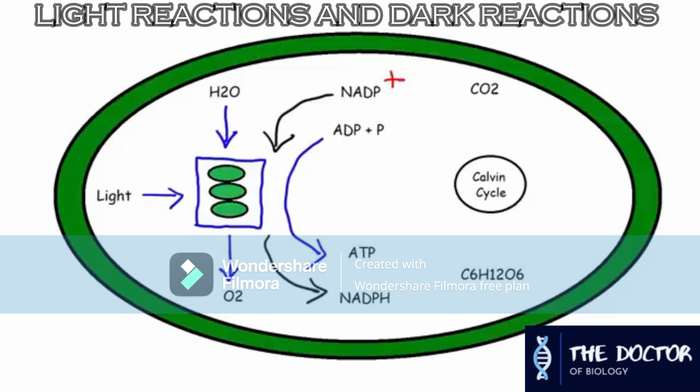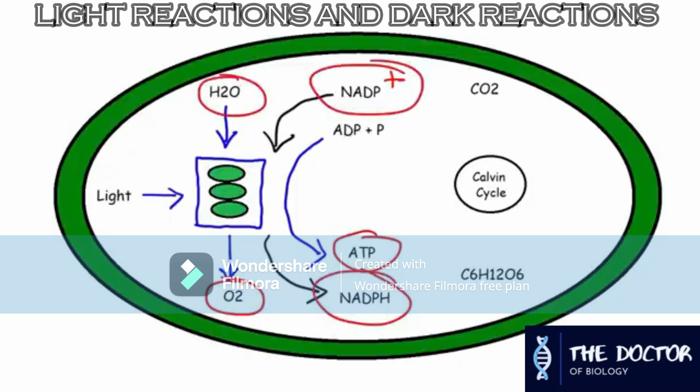ATP is produced by chemiosmosis using an enzyme called ATP synthase. So for the light-dependent reactions, you need to know that the products are oxygen gas, ATP, and NADPH. The reactants are water, NADP plus, ADP, and phosphate.